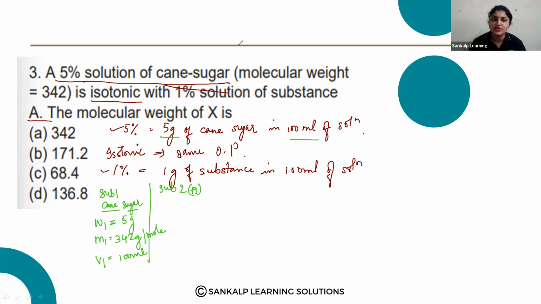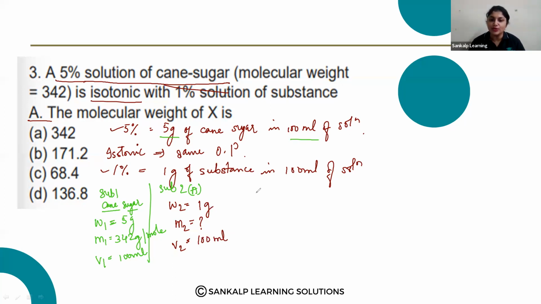Now for substance 2, that is A. W2 is 1 gram. We don't know the molecular weight, so M2 is unknown. And V2 is 1 gram of substance dissolved in 100 ml of solution, so it is 100 ml. So these are the given quantities.